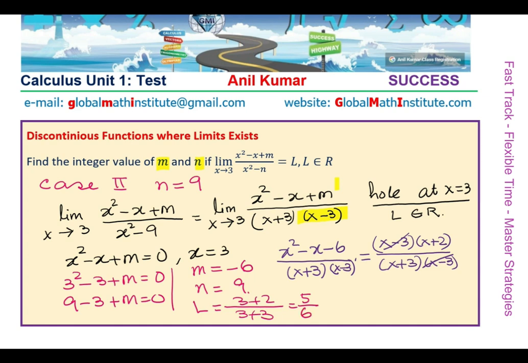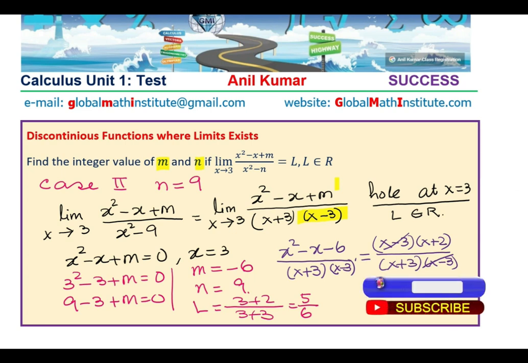In this particular example, we don't have to calculate it. However, it could be a part of the question at least. I hope with this you have understood the strategy of solving similar questions. As you can see, a rational function is discontinuous at x equals 3 if n is 9. In that case, we should have a factor x minus 3 in the numerator so that we have a hole. And once you have a hole, then the limit can exist. That is the concept behind it. I hope it is absolutely clear.